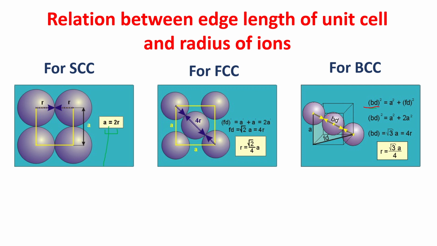BD over here is the hypotenuse. Hypotenuse square is equal to height square plus base length square. So FD square is equal to a square. So BD comes out to be, what is this FD? FD, in the FCC we saw that it is basically root 2 a. So root 2 a whole square is equal to 2a square, and that's how it comes out to be root 3 a. Hypotenuse comes out to be root 3 a. That's how the radius is related as root 3 a by 4.